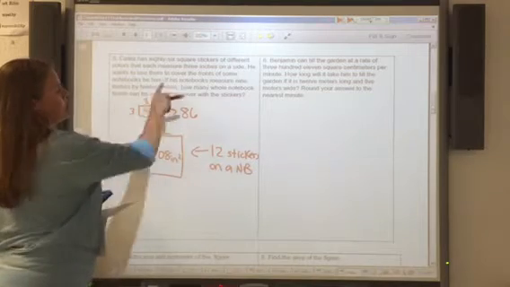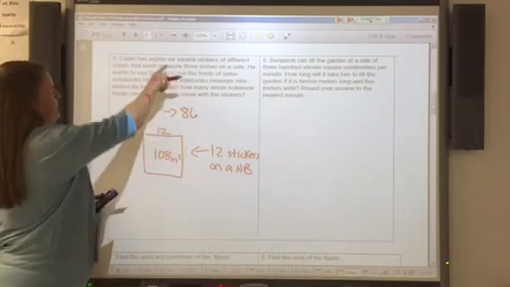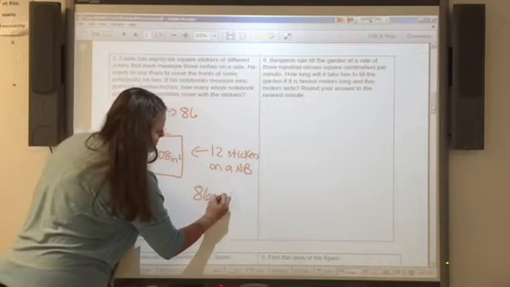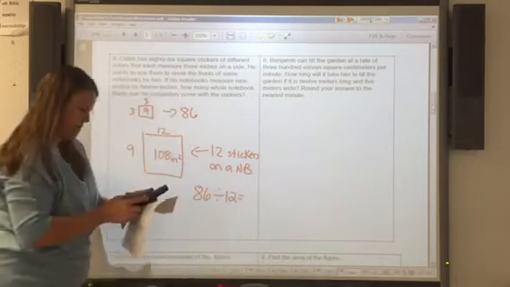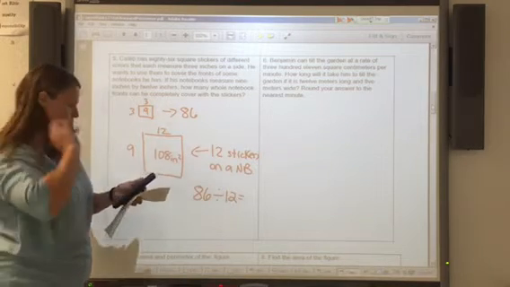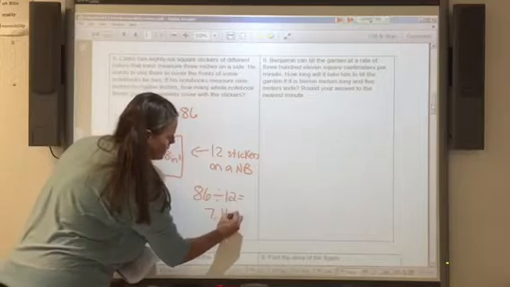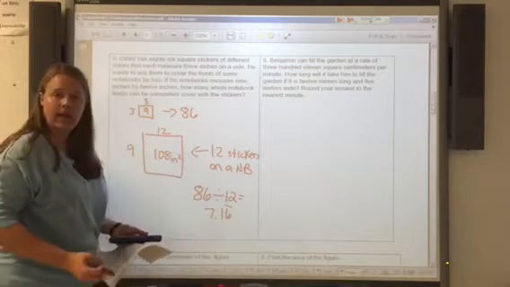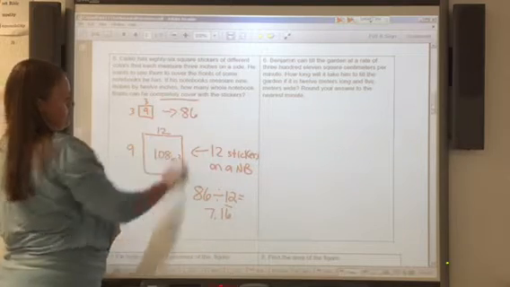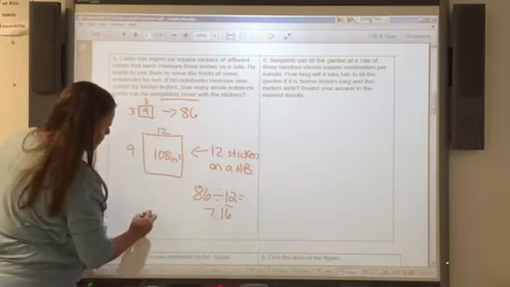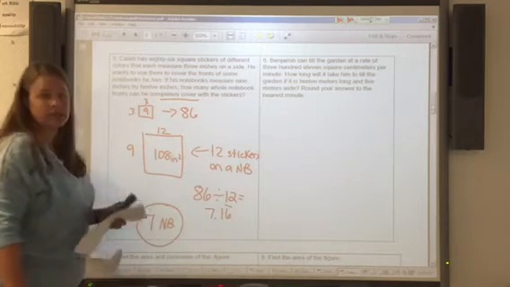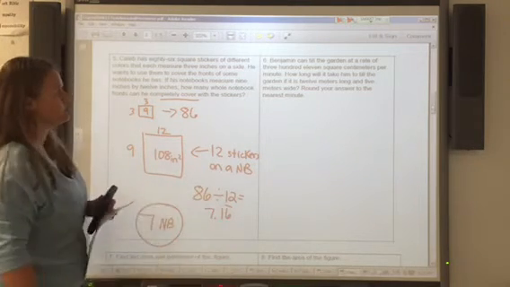The final question says, how many notebooks can he cover? Well, I've got 86 stickers. So now I need to do 86 divided by 12. So 86 divided by 12 is equal to 7.166 repeating. Well, I can't have partial of a notebook covered. I want to know completely cover. So I can completely cover 7 notebooks.